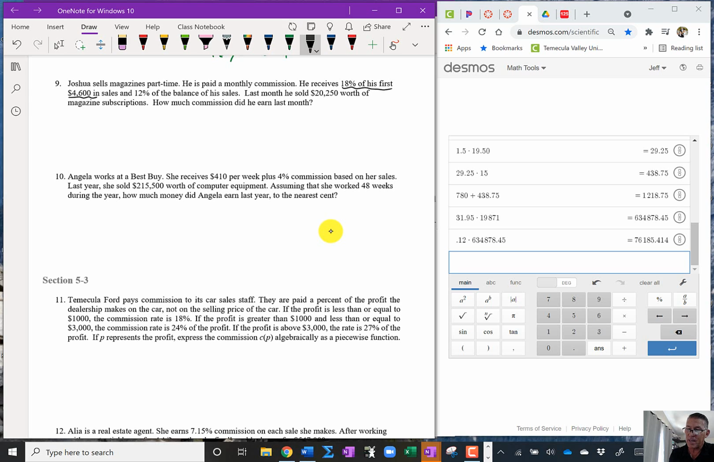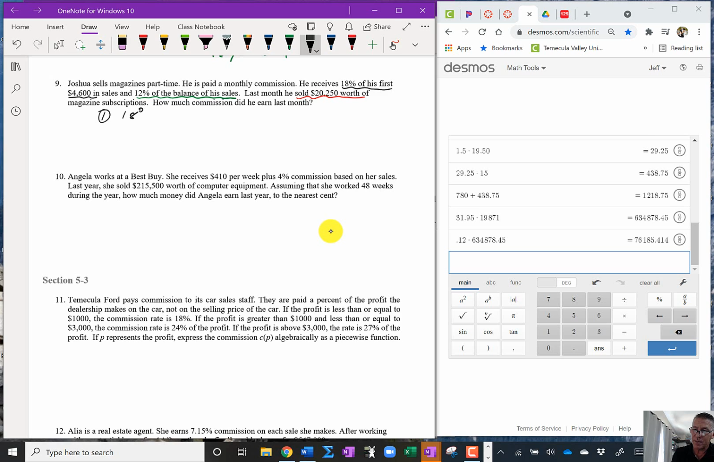Okie dokie. So we need to figure this out. We got to figure out 18% of 4,600 first. So step 1, 18% of 4,600. That's 0.18 times 4,600. And you got to get a number here. So you just go for it. He gets $828. Now that's on the first part here.